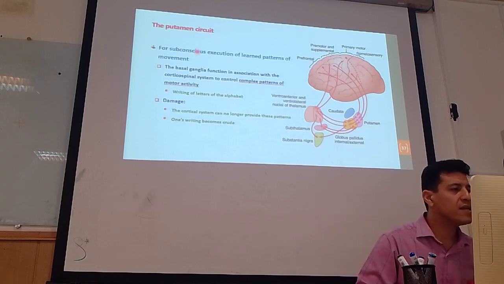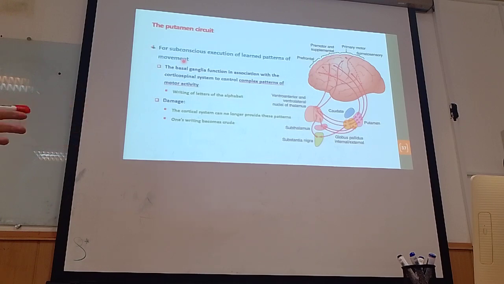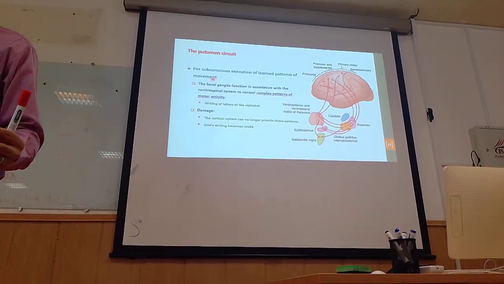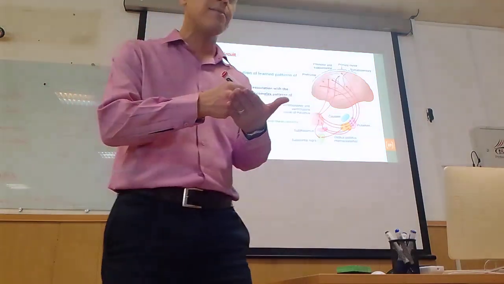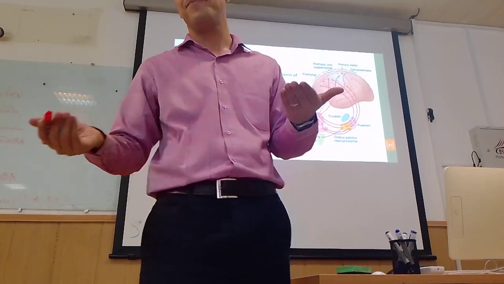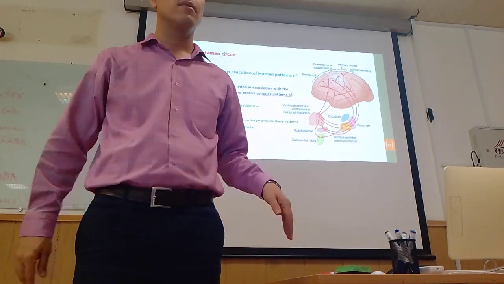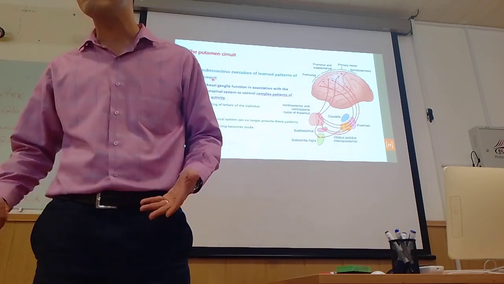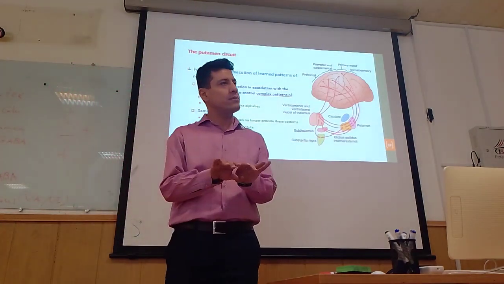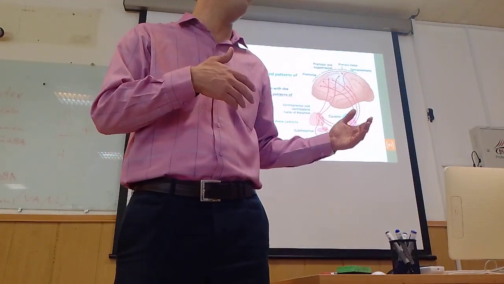The putamen circuit is involved in learned patterns of movements. Any movement that you have learned before is supported by the basal ganglia. For example, you have learned to write when you were 7, right? You may learn to swim. For example, you know to ride a bicycle. Some of you may know to play piano or play guitar. Okay, so these are different types of movements that you know.